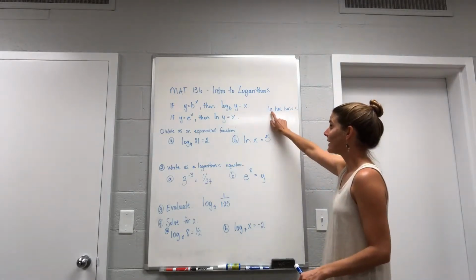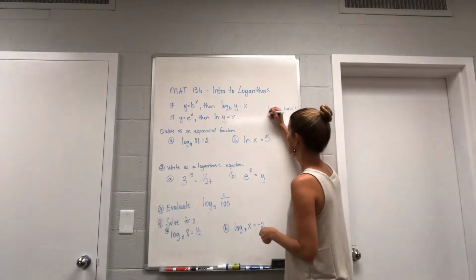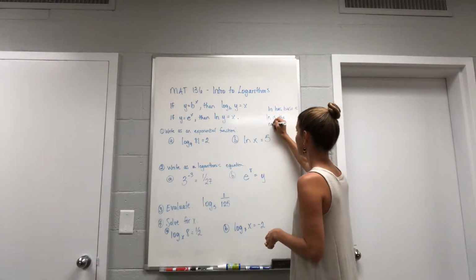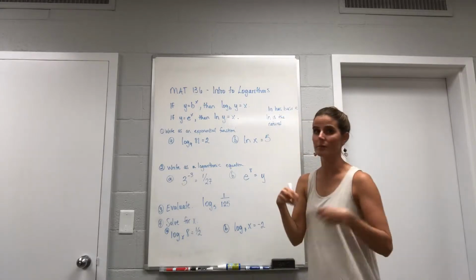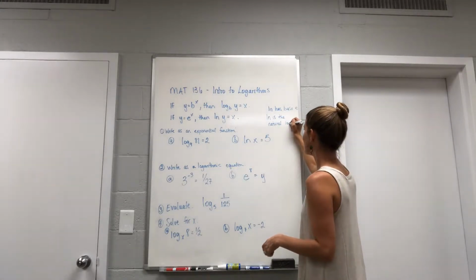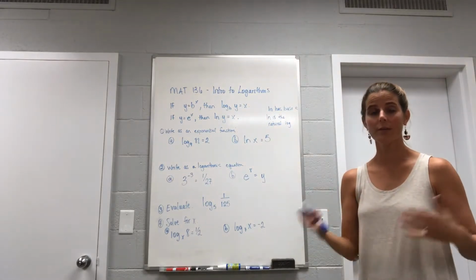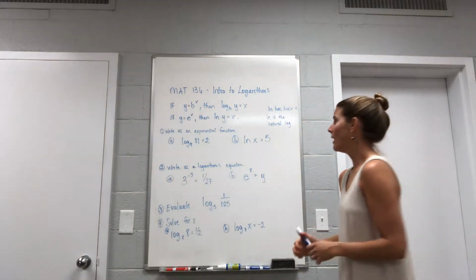But ln is called a natural log. So ln is the natural logarithm. And we call logarithms logs. So it's the natural log. If you hear me say ln, that's what I'm referring to. It's just a logarithm that has base e.